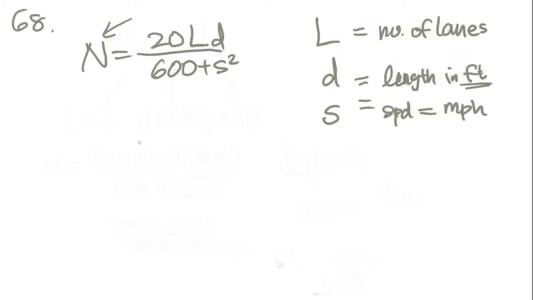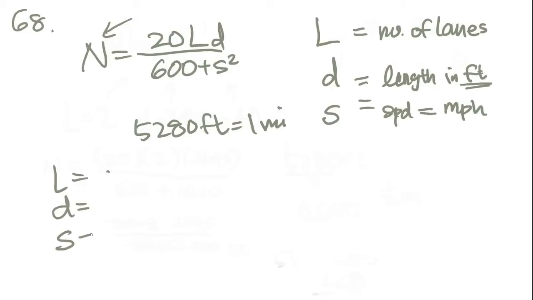Okay. They also tell us that 5280 feet equals 1 mile. Great. And then they give us the values of each of these. So L, D, and S. L, they tell us that there are 2 lanes. D, for the length, they tell us that it's half a mile. Half a mile, we know a mile is 5280, so half a mile would equal 5280 divided by 2, 2640. And they give us S, and they say that S, average speed, is 40.